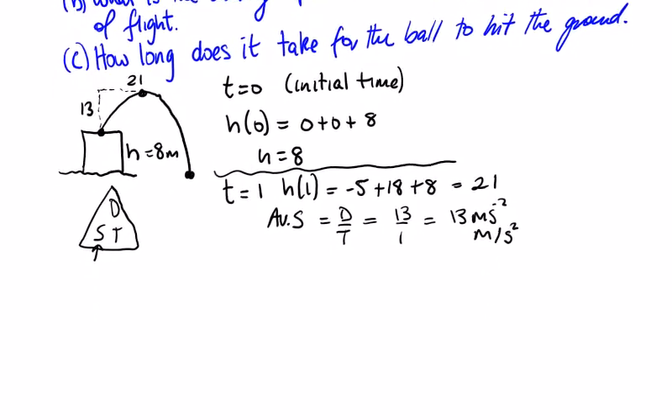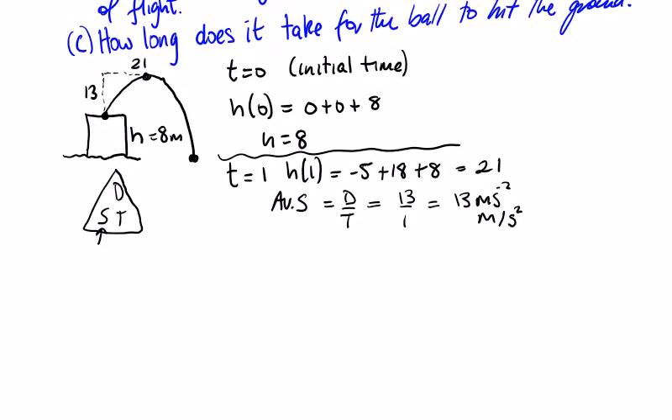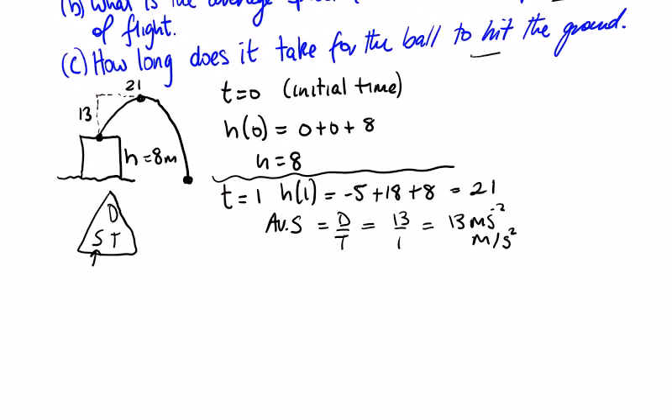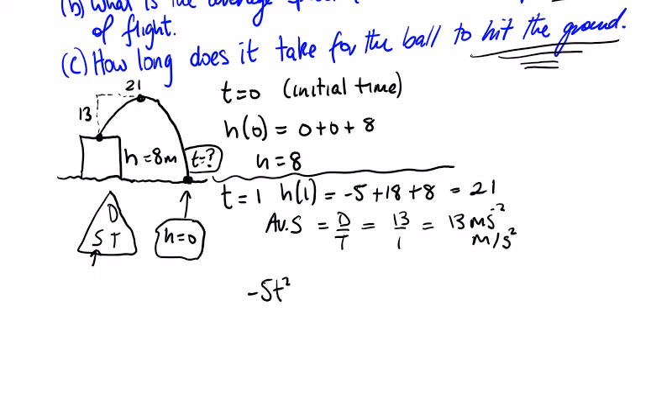How long does it take for the ball to hit the ground? Again, what happens when the ball hits the ground? What can we say? We only have h and t as our variables. Down here, what can we say about what we don't know? We're looking for t. We don't know what t is. But we do know what the height is. What's the height here? The height is 0. So our quadratic, minus 5t squared plus 18t plus 8, would have to be equal to 0.